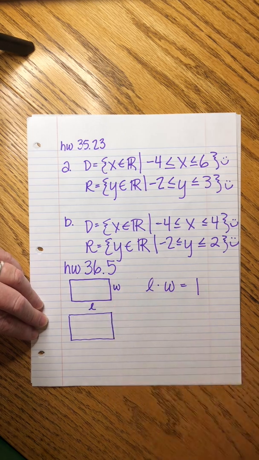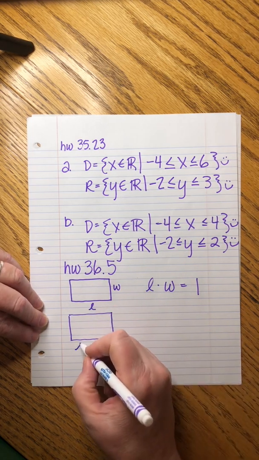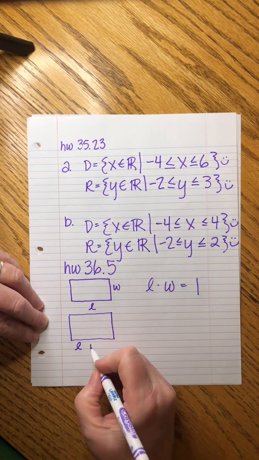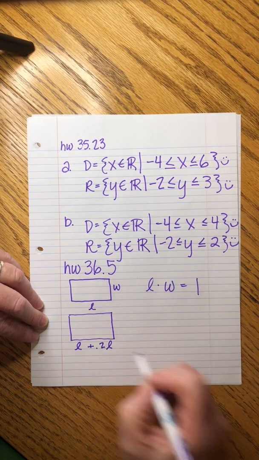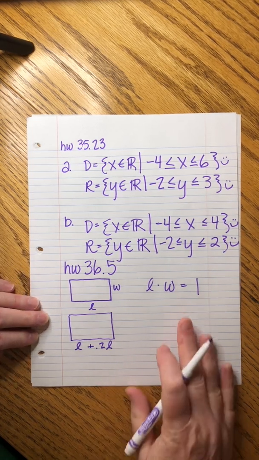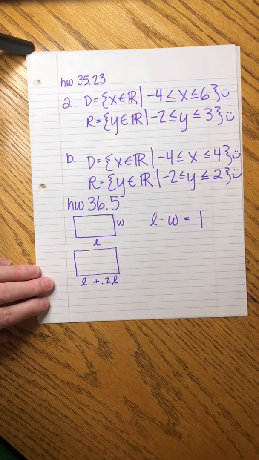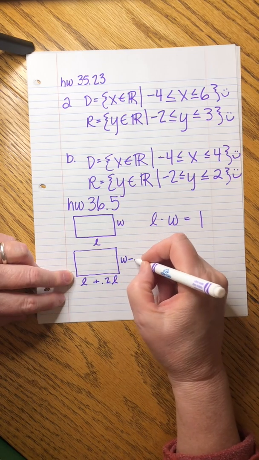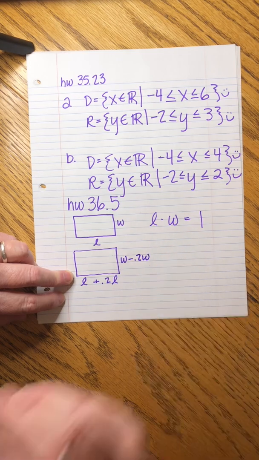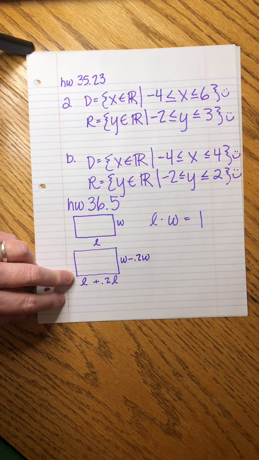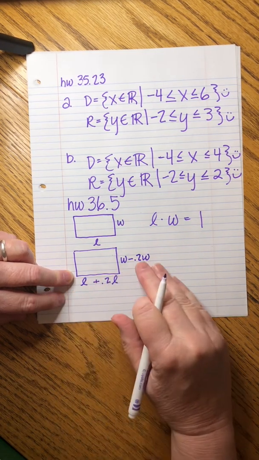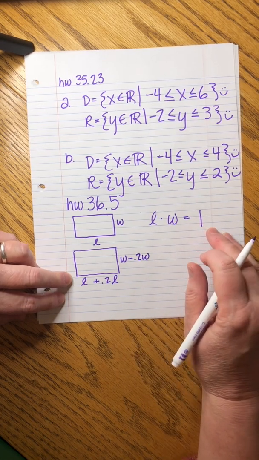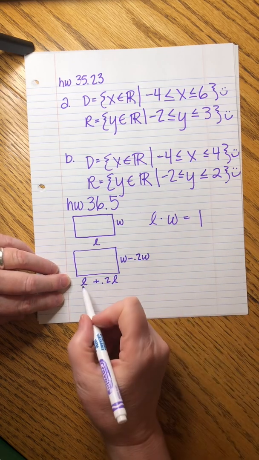But John says that we're going to increase the length by 20%. So the new length is the old length plus 0.2 times the length. Let me scooch up a little so you can see better. And we're losing 20% on the width. So the width is minus 0.2 of the width. So what we want to do is run these numbers through and see what we get. Okay, and we'll compare it to that 1.